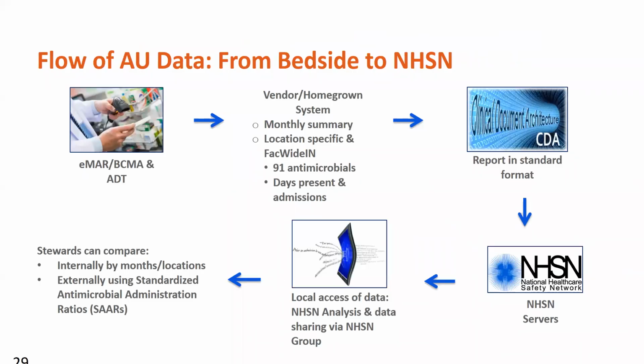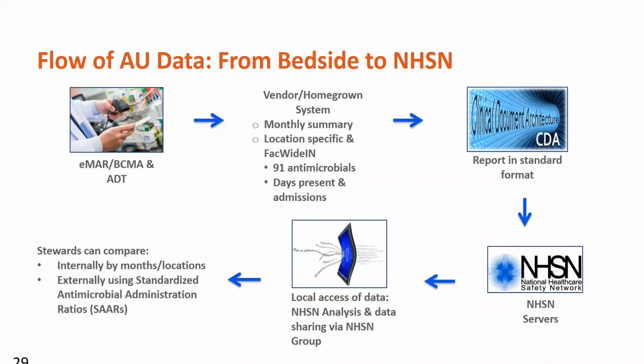Okay, so the complete data flow for y'all. Again, it starts off in the EMAR, BCMA, and ADT system. Then the vendor is going to aggregate those data into a monthly summary. Remember, no patient level data. They're going to have location-specific records and a record for FACWIDE for all 91 of my drugs and my denominators. Those data are then going to be packaged into the CDA file format and uploaded into NHSN.